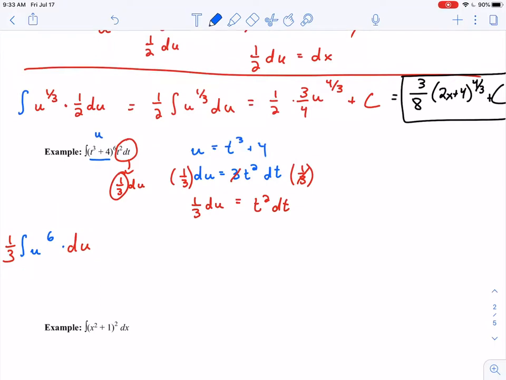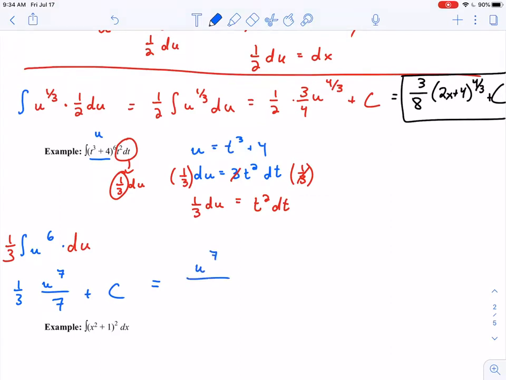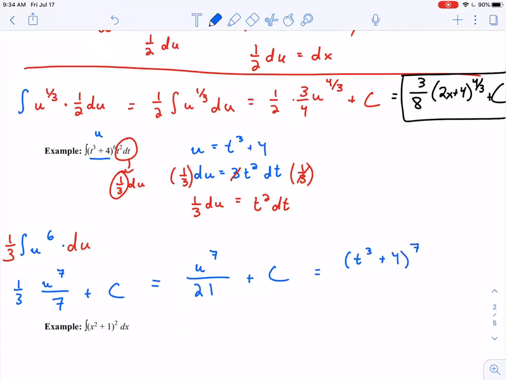So hopefully we end up with something that is easier to integrate here. And this looks a lot easier to integrate. This is a power rule. So I have 1/3 times u to the 7th divided by 7 plus my constant of integration c. And so this is equal to 1 times u to the 7th, this is u to the 7th, 3 times 7, this is 21, plus c. And then my last step, of course, I want to take out my u, replace it with t cubed plus 4. So this is really t cubed plus 4 to the 7th power divided by 21 plus c. Here is my antiderivative.